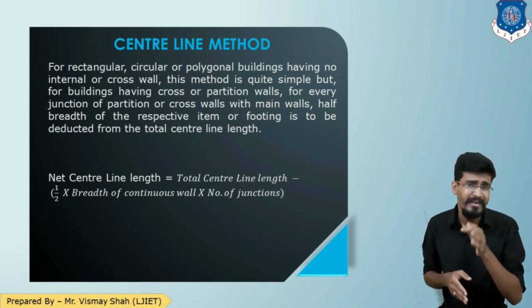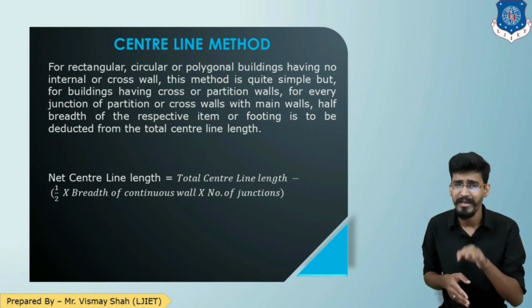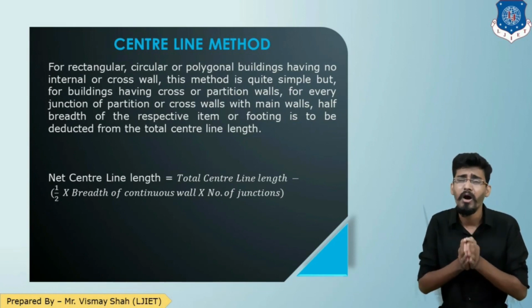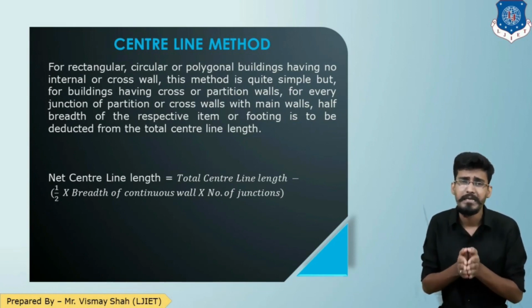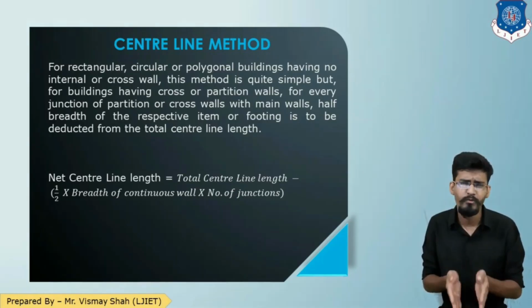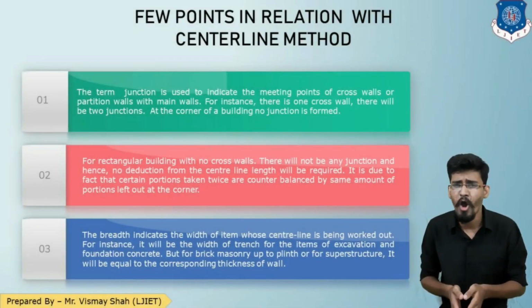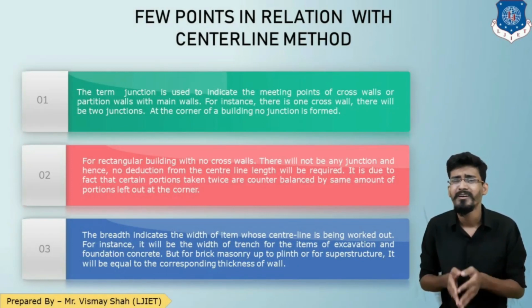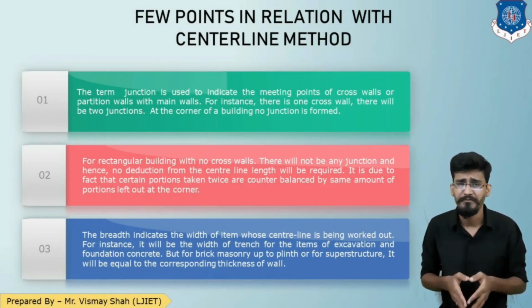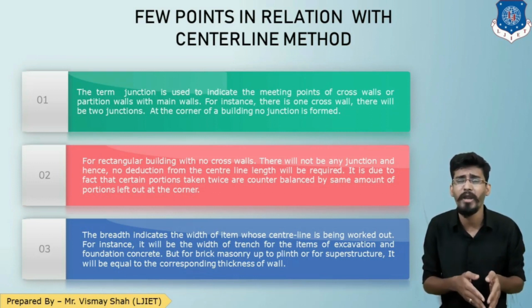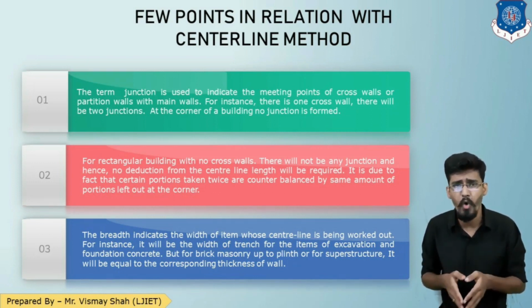Again, I am repeating that it might be bouncing off your head, but wait till the numerical, all the fundamentals will be clear. So moving forward, looking at a few points in connection with the centerline method. The first is, the term junction is used to indicate the meeting point of the cross wall or the partition walls with the main wall.